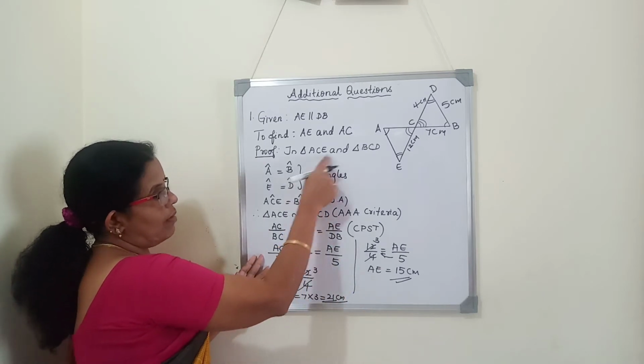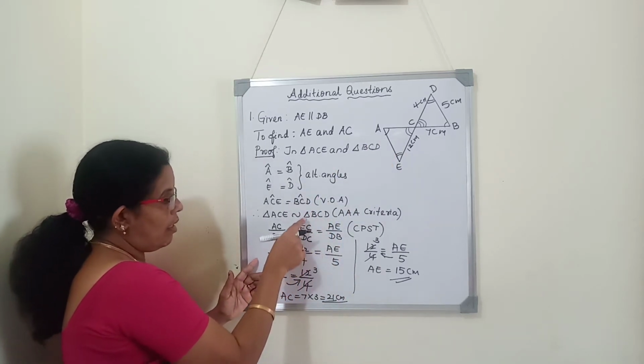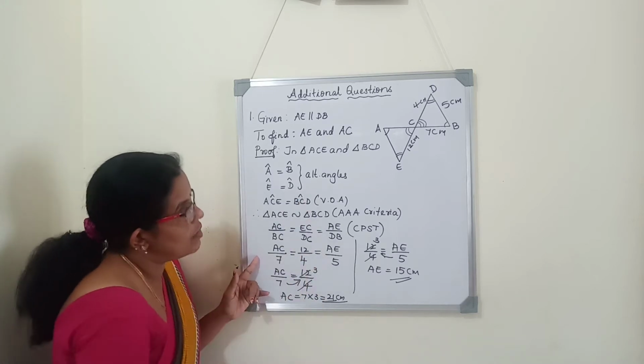So whenever we do the sums, first prove triangles are similar, write the ratio and then apply the values.